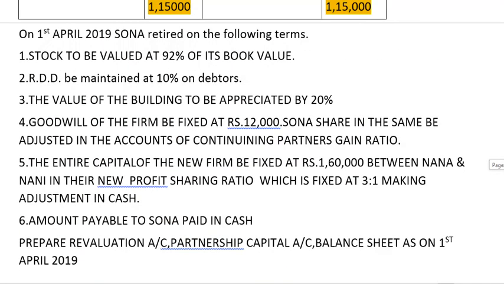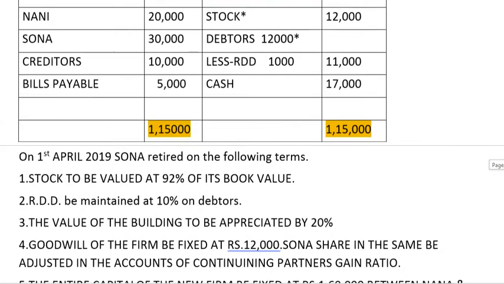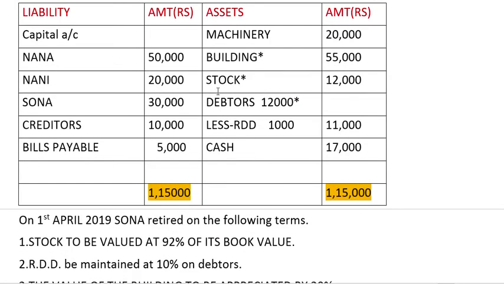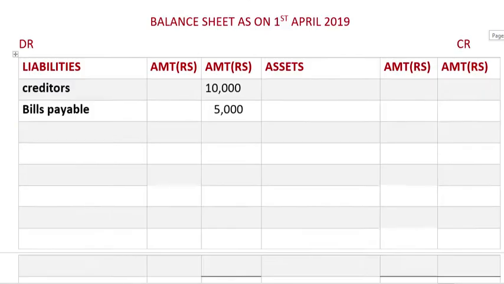Okay, friends, next, we have completed posting of the liability side. Let's move towards the asset side. Machinery, no adjustment is there, so we'll write directly in the outer column 20,000 on the asset side. Machinery, we'll leave one line and write over here, at least one line. Machinery 20,000. No adjustment is there on machinery.